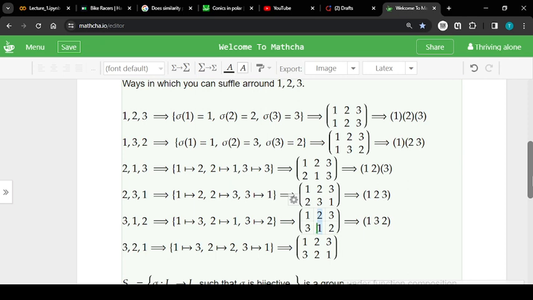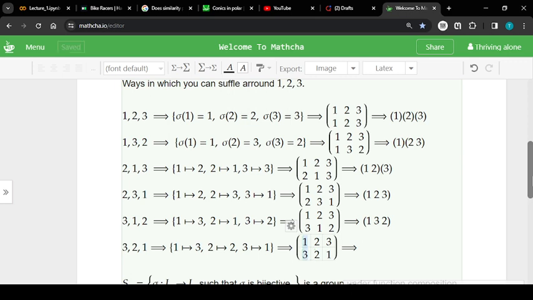That is the only thing which is to be mapped to. What I'm arguing is that since 1 is mapped to 3, and 3 is mapped to 2, it's automatic that 2 will be mapped to 1, because it's a bijection, right? So you can see 2 is mapped to 1. That's it. Okay, now let us look at here.